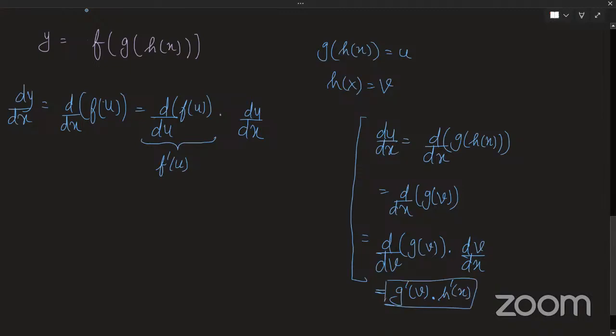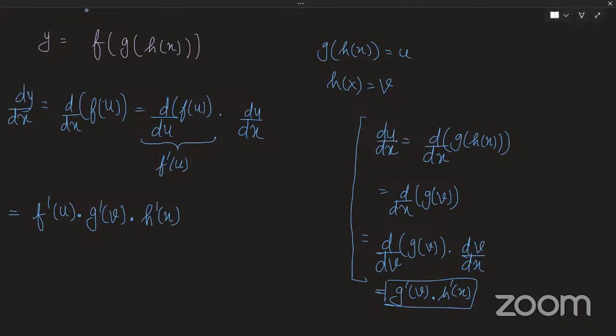So I just come back and write my final answer. My final answer will be f dash of u multiplied by g dash of v multiplied by h dash of x. Everyone agrees with this? Any issue, anyone? Vignesh, ask.